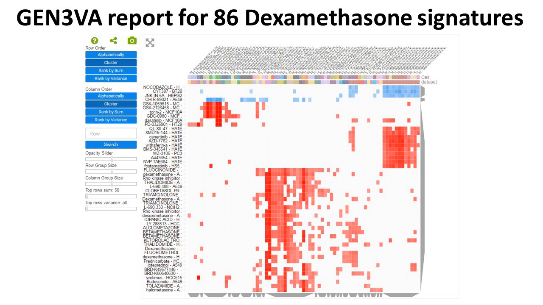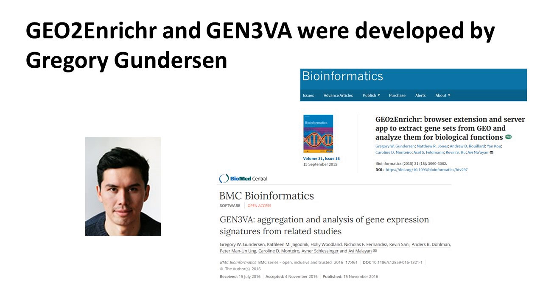So let's go to the next slide. Both the GEO2Enrichr Chrome extension and Geneva were developed by Gregory Gundersen, and there were two papers that describe those two tools. GEO2Enrichr was published in Bioinformatics in 2015, and the Geneva system was published in 2016 last fall. Next.